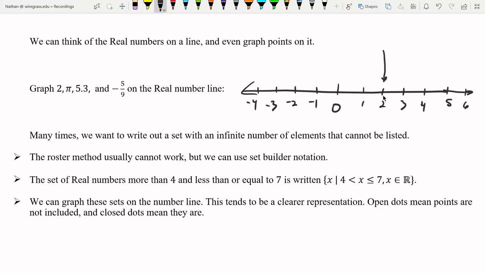So I'm going to show that by putting a point. And that is 2. Pi is just a little bit above 3. It's 3.14, and it continues indefinitely. Pi is just about here. That's pi. 5.3 is just going to be a bit above 5, right around here.